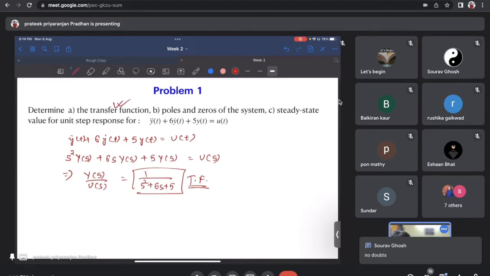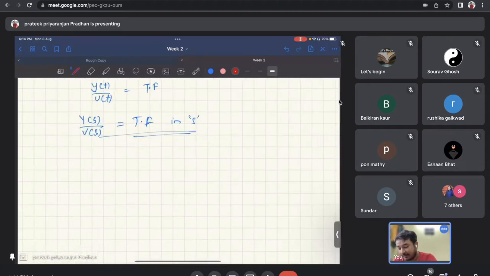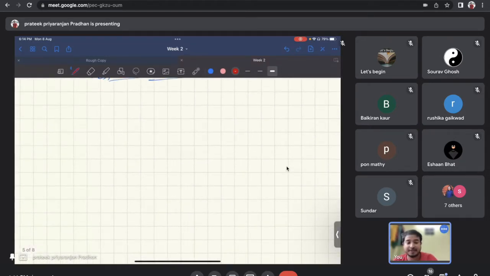Now comes the poles and zeros of the system. How many of you have heard the terms poles and zeros? I guess all of you have heard the terms poles and zeros anywhere, but I want to know how many of you know what it does, why we are studying the poles and zeros, why they are necessary. Okay, so I'll give a brief recap.